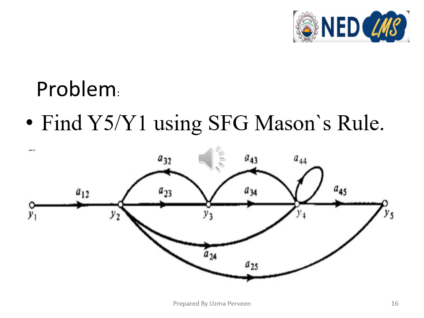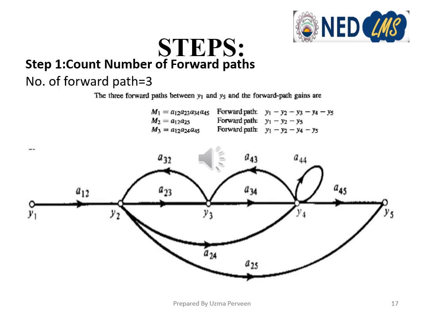Now we see how we'll apply Mason's rule. We have defined in Mason's rule that the transfer function is equal to the summation of Pi Del i upon Del, in which Pi's are the forward paths. So in our first step we have to count the number of forward paths. Here y5 is the output node, y1 is the input node, and we have to find y5 upon y1. We have already defined a forward path as a path from the input node to the output node along which no node is traversed more than once.